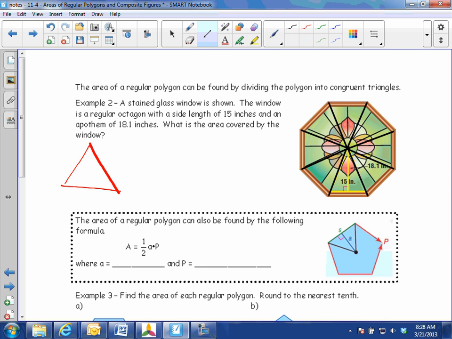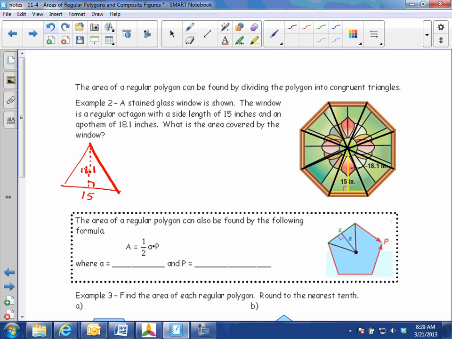Okay, they give us this. And this is 15. Oh, he said the corner is 15. And it's 18.1 high. Yes, 18.1.